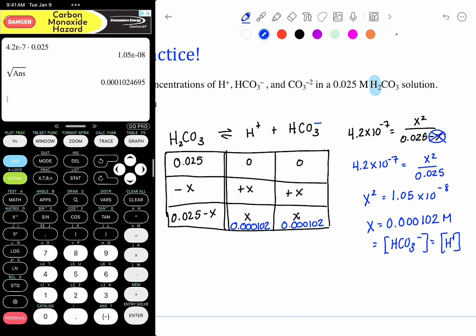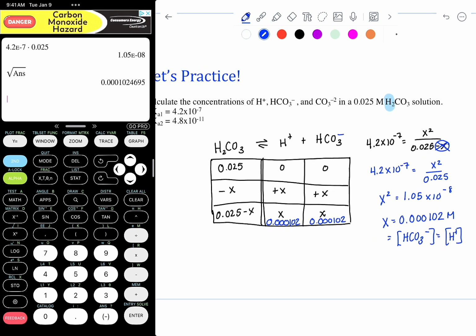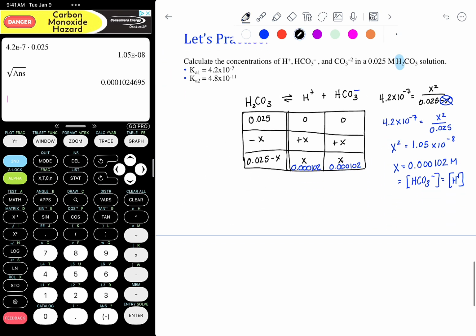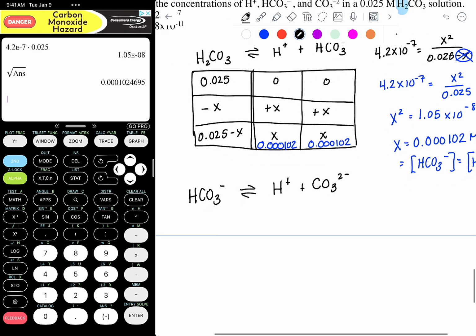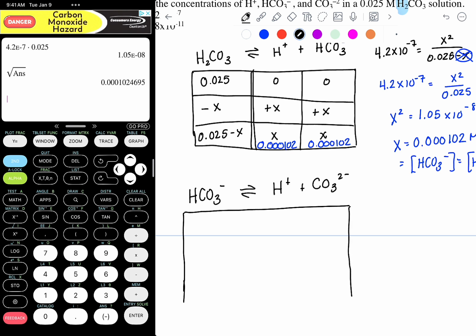Now that we solved for x, what we can do is now start our second ionization. So we will take that HCO3 minus, and it is then going to ionize into H plus and CO3 2 minus. So now we're on to our second ionization, and we're just going to make another ice table. Again, no different to how we've done any other ice table problem in the past. Same thing that we've done.